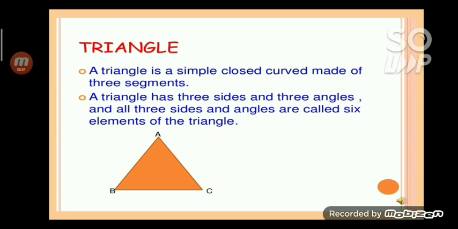A triangle is a simple closed curve made of three segments. A triangle has three sides and three angles, and all three sides and angles are called the six elements of the triangle. So, here is the picture of a triangle ABC, which has three line segments AB, BC, and CA, and three angles: angle A, angle B, and angle C.